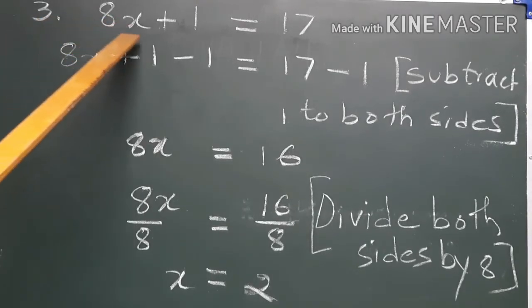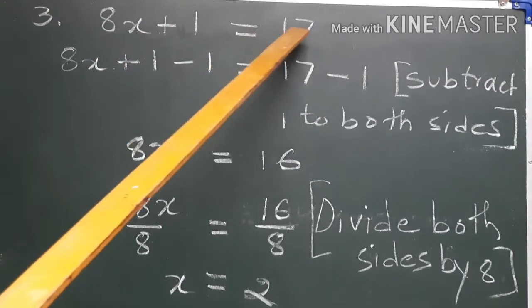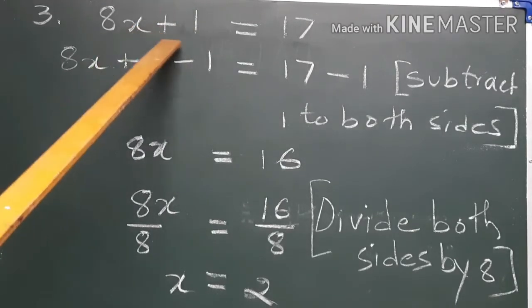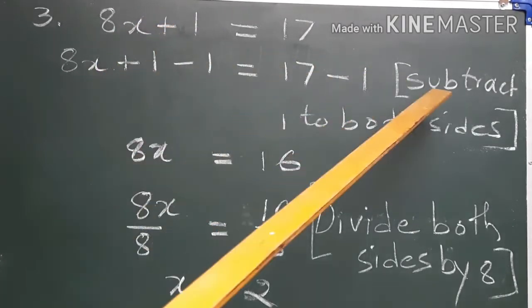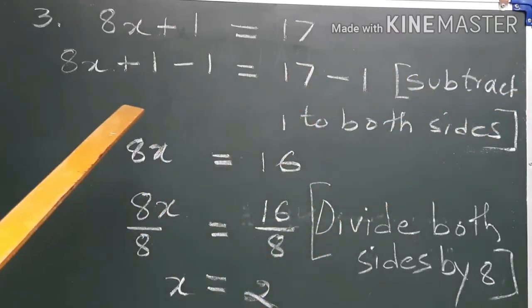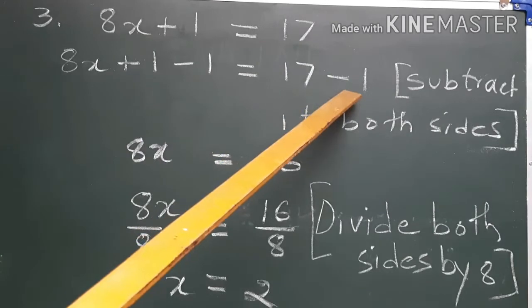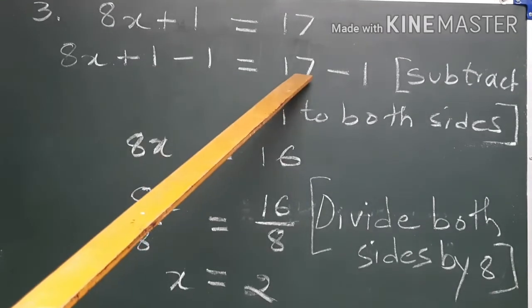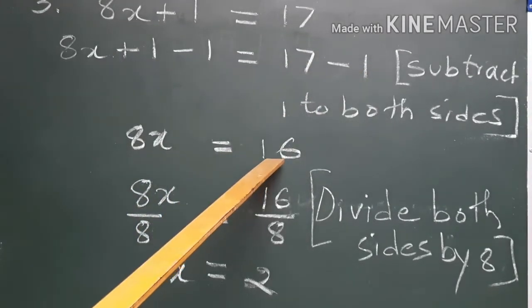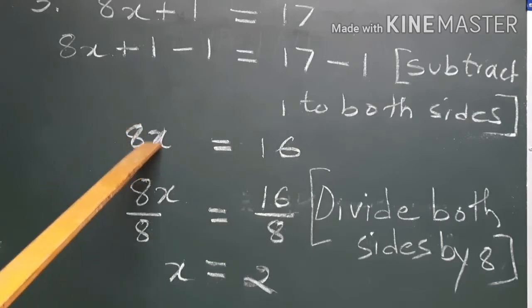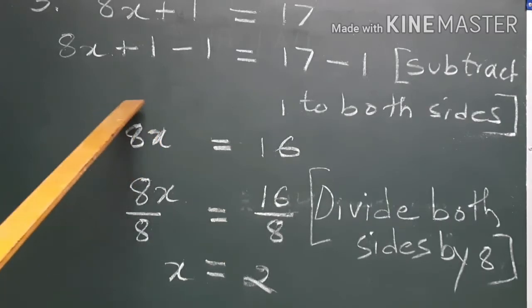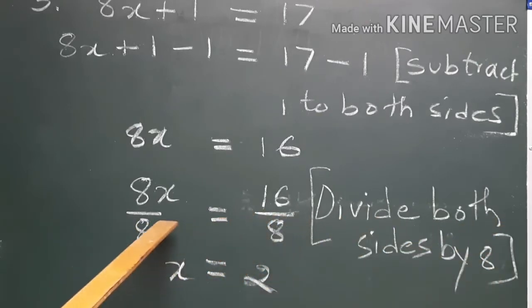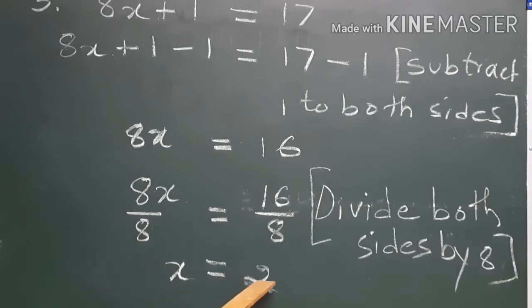Question 3. 8x plus 1 is equal to 17 is another equation. Here we have to remove plus 1. In order to remove plus 1, subtract 1 from both the sides. Minus 1, minus 1. So on the left hand side we are left with 8x, but on the right hand side we are left with 16. Now to remove this 8, divide both sides by 8. So we are left with x is equal to 2.